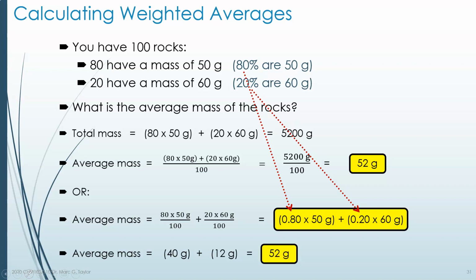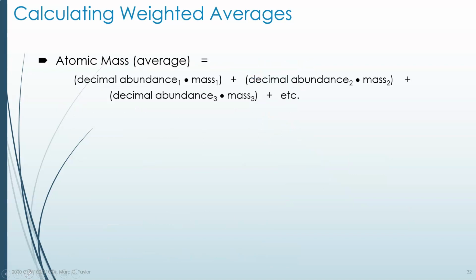Now, each of the pieces, you see, is 40 grams and 12 grams. These numbers mean nothing. They're just contributions to the total. By themselves, they don't mean anything. But when you add them together, you get the average mass of a typical rock, 52 grams. So let's look at the actual formula.